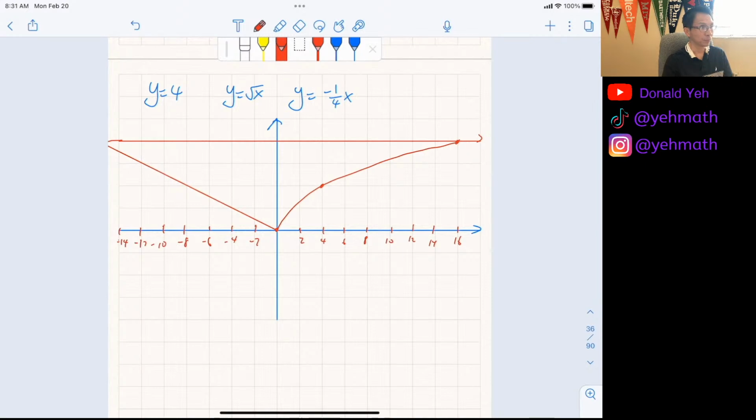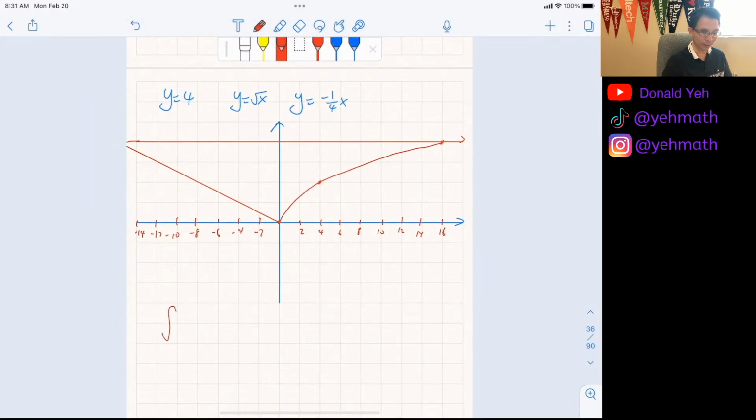Okay, did you guys set up the integrals? If you set up correctly, what will be the two integrals you set up? Negative 16 to 0, and then what? Then 4 minus negative 1/4 x, 4 minus negative 1/4 x dx. What's the other one? It was 0 to 16, is what?